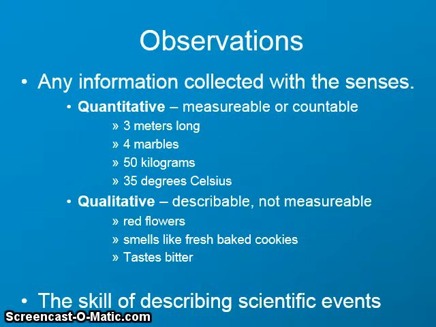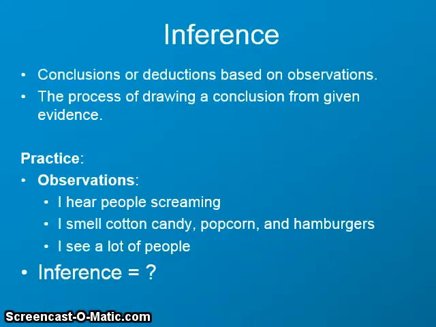Qualitative are describable. So they describe something. They're not measurable. The red flowers is an example. Smells like fresh baked cookies. Taste bitter. Those are all examples of qualitative observations and are skills that help you describe scientific events. An inference is a conclusion or deduction or a statement or a claim based on the observations. The process of drawing a conclusion from given evidence.